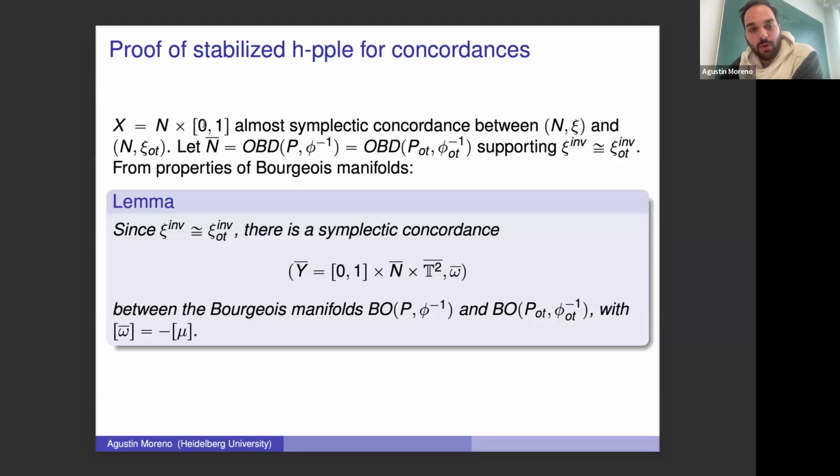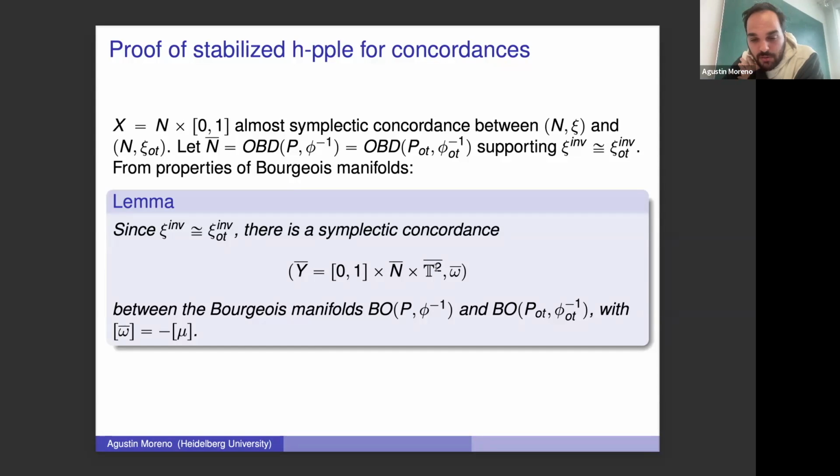We have this trivial product M times the interval. It's an almost symplectic concordance between a contact structure and its over-twisted version. Now you take these two special open books that we constructed. They're inverted monodromies, and they support auxiliary isomorphic over-twisted contact structures. But now I achieved the contact structures are the same. So I can appeal to the previous properties of the Bourgeois manifolds. So I have two different open books supporting the same contact structure, so I can find a concordance between them. Okay, so because they're isomorphic, there's a symplectic concordance of this form between the corresponding Bourgeois manifolds.